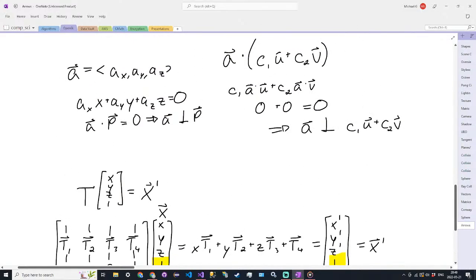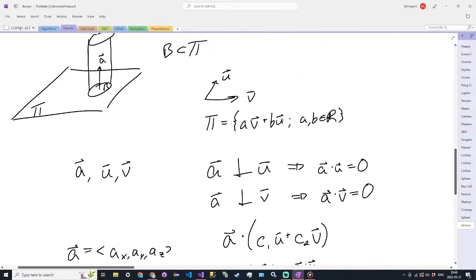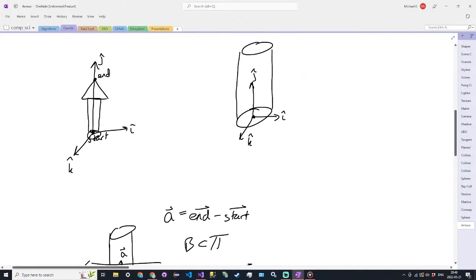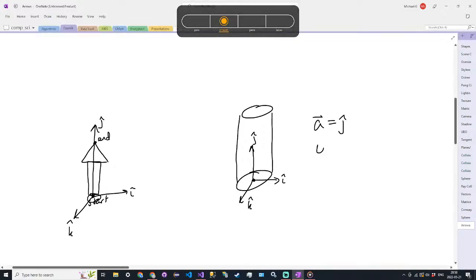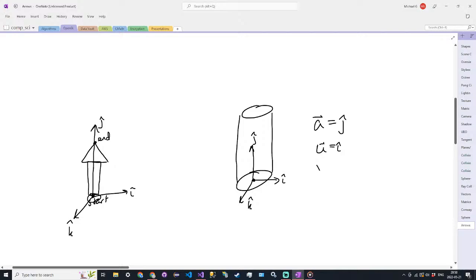Now, okay, wonderful. What does that do for us? Let's go back to our basic arrow, where the arm vector was in the j hat direction, so A is equal to j, and i and k were the two vectors U and V in the plane. So we'll say U is equal to i hat and V is equal to k hat.